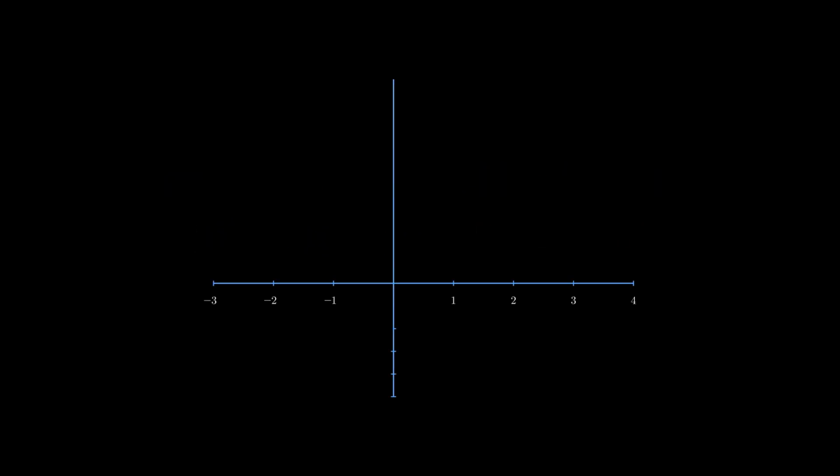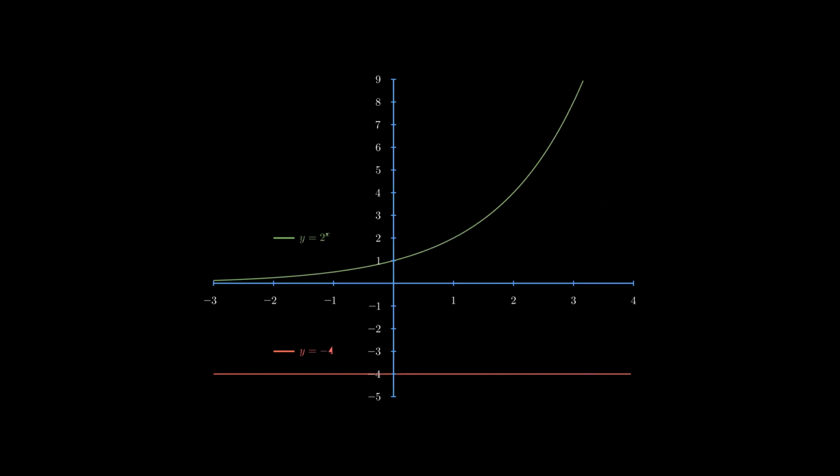Let's visualize the function y equals 2 to the x. The graph of 2 to the x, shown in green, is always above the x-axis. It never enters the negative region, so it can never equal negative 4. So this case gives us no real solutions, which leaves us with only one valid equation. 2 to the x equals 8.